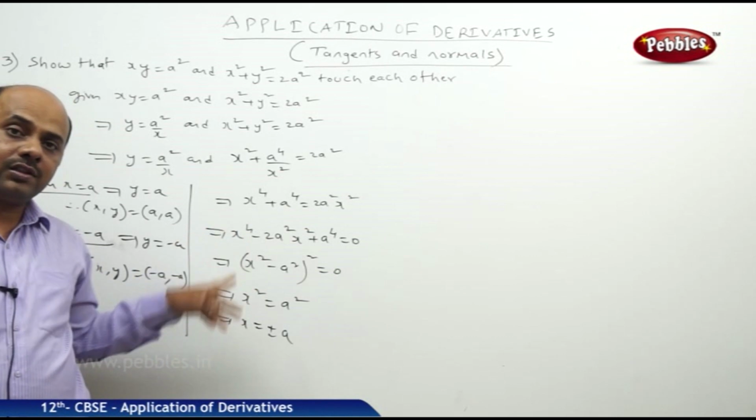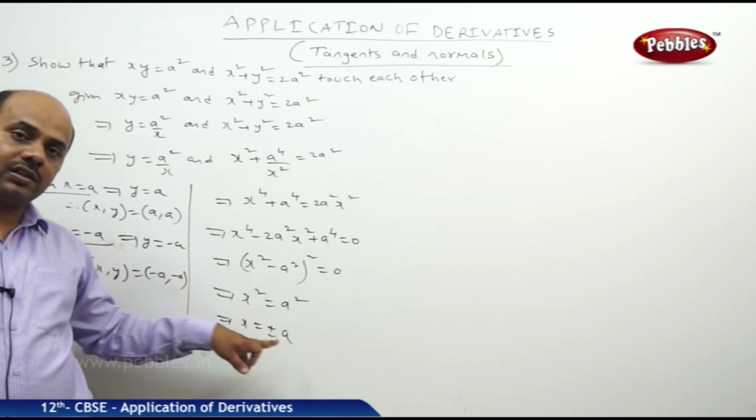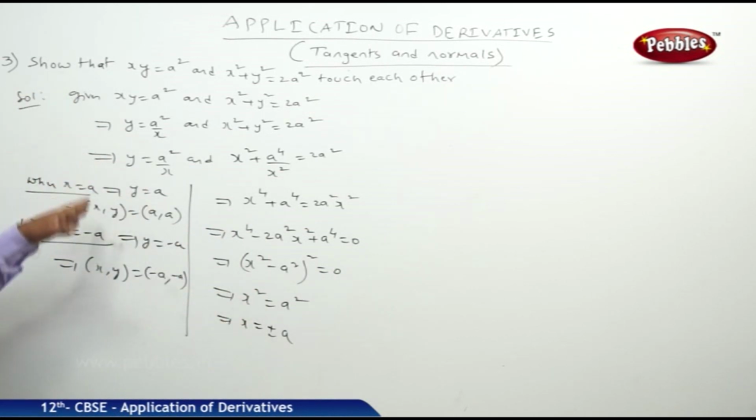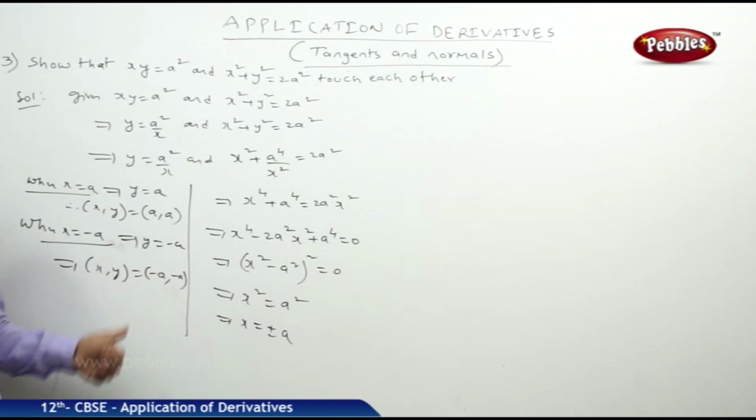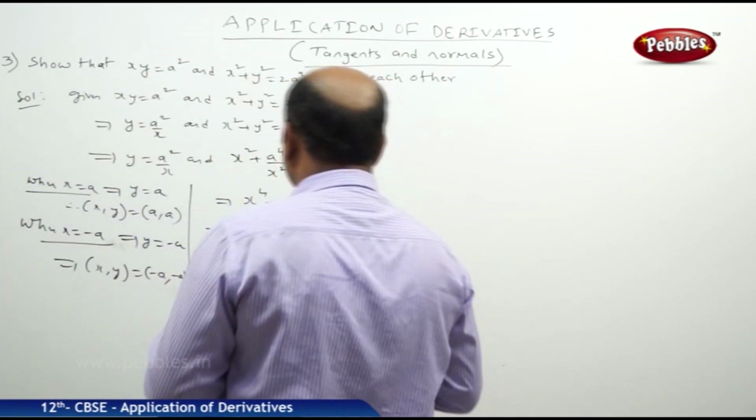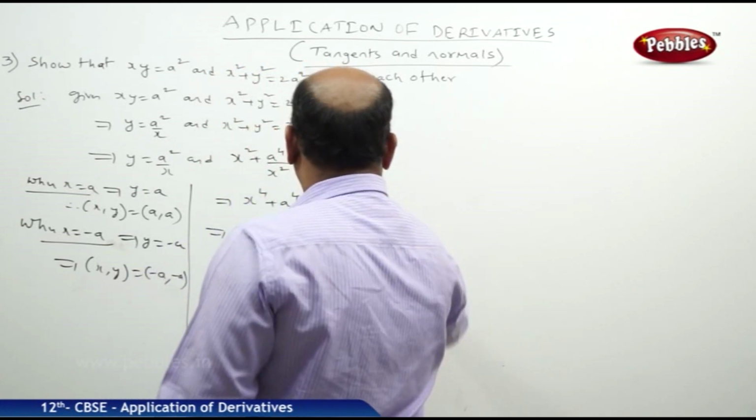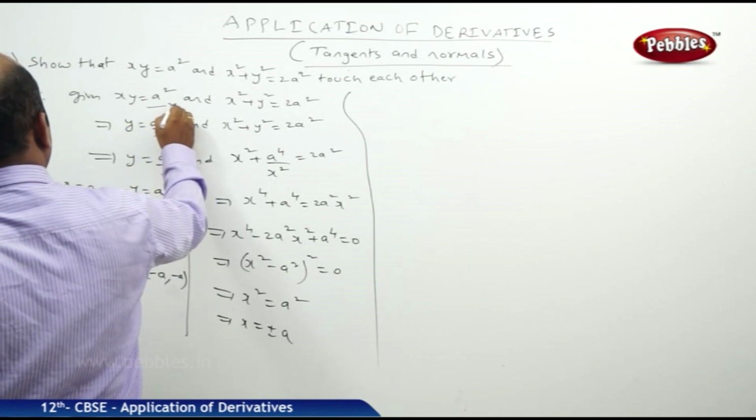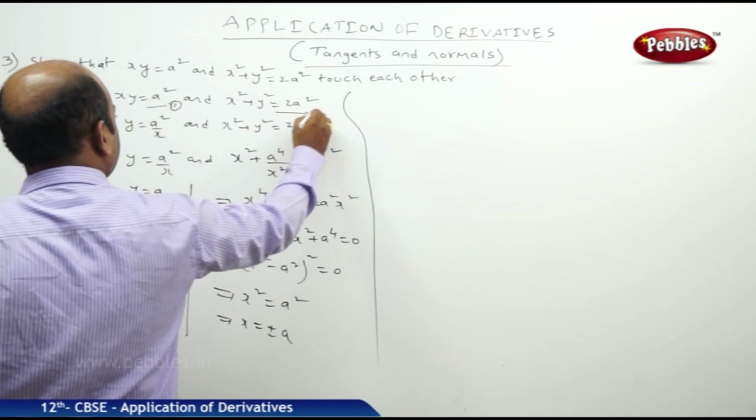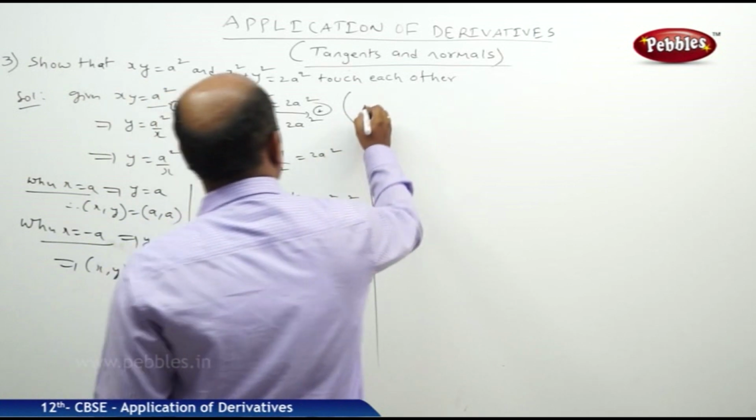It is looking like (a minus b) whole square. So finally I got x is equal to plus or minus a. I substituted in the given curve, so I got 2 points of intersection. One point of intersection is (a, a), and another point of intersection is (minus a, minus a). Now I will call this as 1 and I will call this as 2.